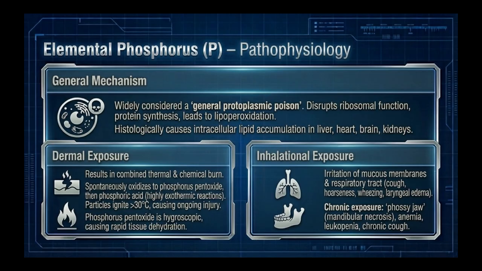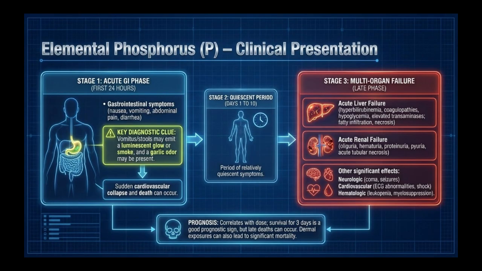Inhalational exposure to phosphorus smoke or vapors, which include a mixture of phosphorus oxides and unburned particles, can cause irritation of the mucous membranes and the respiratory tract. This irritation may lead to symptoms such as cough, hoarseness, wheezing, as well as swelling or inflammation of the larynx. Historically, prolonged inhalation of these substances has resulted in a condition known as phossy jaw. Additionally, chronic exposure can lead to other health issues, including anemia, a reduction in white blood cells, and persistent cough.